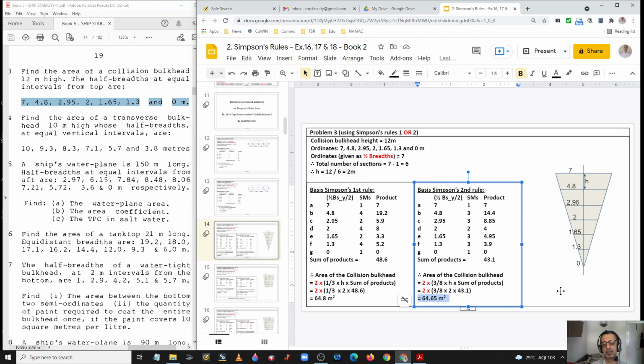So you see, the answers are not exactly the same, but nearly the same. It does not matter which one you use in the examination. You do not have to work it out using Simpson's first rule as well as Simpson's second rule. If you use any one of them, it is good enough for the examiner to give you your full marks, provided you have solved it correctly.